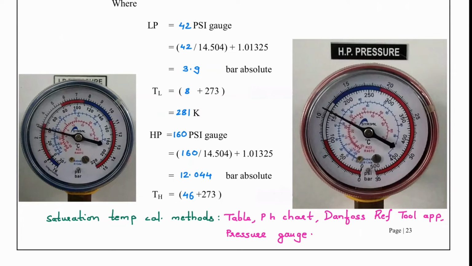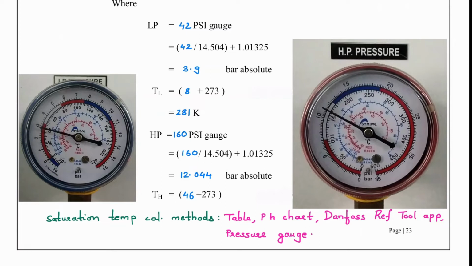Now observe the low pressure gauge, the blue color pressure gauge. Here after 40 there is one line, so that will be 42 psi. Now convert 42 psi gauge to bar absolute. How to do that? 42 divided by 14.504, which converts psi into bar, plus atmospheric pressure, which is 1.01325 bar. From here you will get LP equal to 3.9 bar absolute. Now after getting the HP and LP pressures, you have to mark these pressures on the pH diagram.